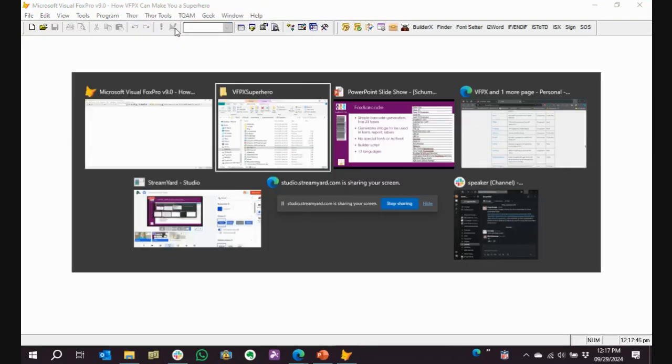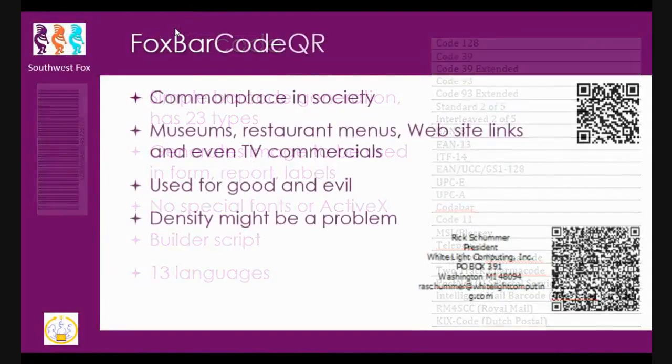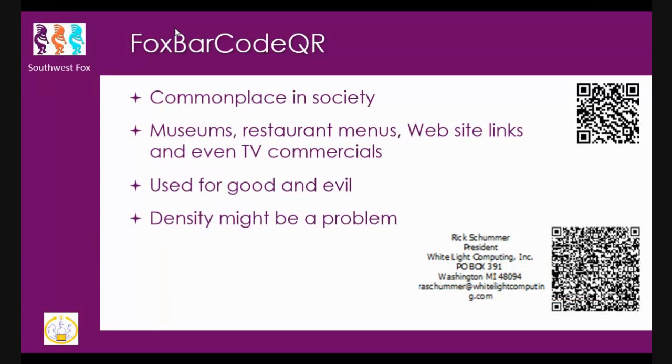One of the barcodes that Fox Barcode does not do is QR codes, which are very popular these days. You see them at museums to get information about whatever you're looking at. Restaurants have them, so you can click to their virtual menus. Website links, also used for nefarious things, so be careful. TV commercials. An entire 30-second spot during the Super Bowl had a QR code on the screen. I was scared to look at it.